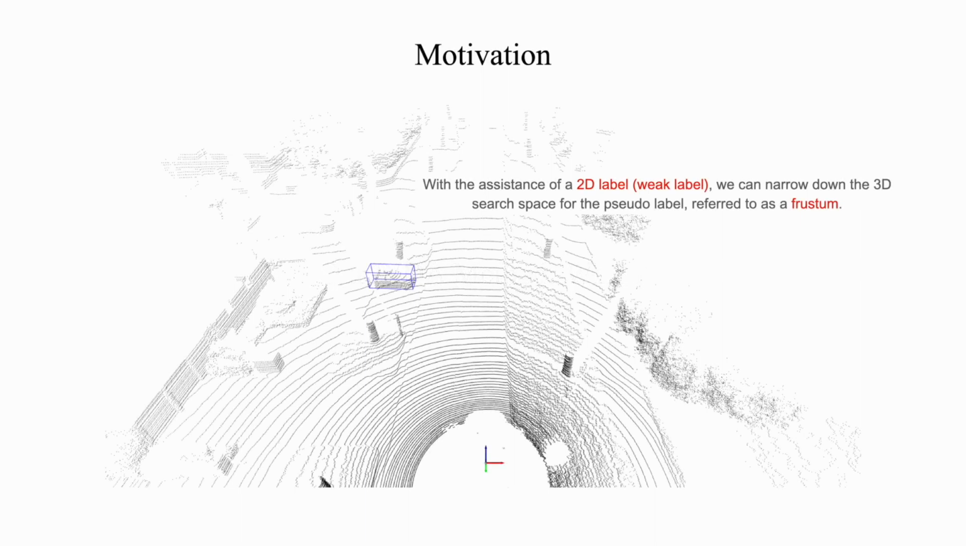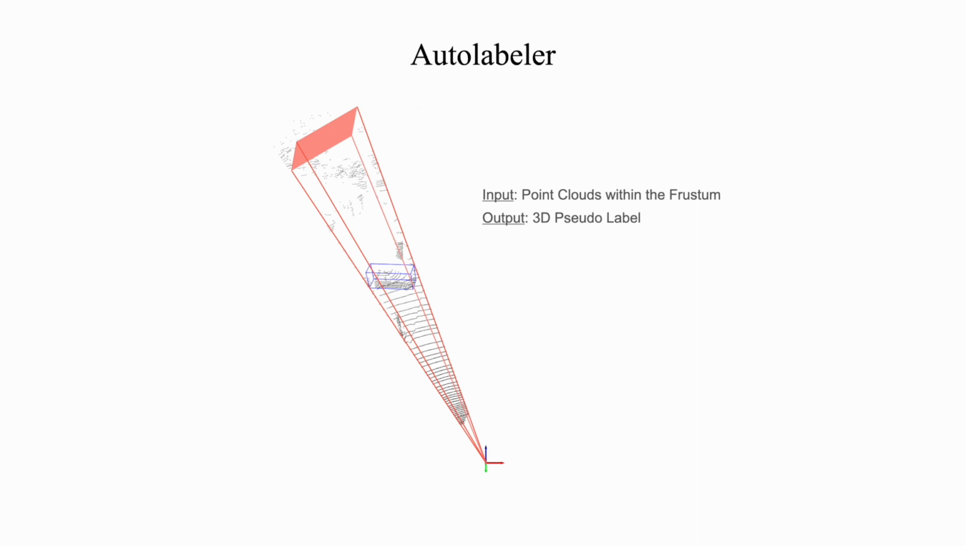Hence, a weakly supervised method aims to enhance the domain adaptation performance in a cost-effective way. Our idea is to leverage cheaper weak labels from the target domain, such as 2D labels. Motivated by the perspective geometry of 2D labels, we can adaptively narrow down the 3D search space for this vehicle, which is referred to as a frustum. Subsequently, we input this frustum into a model called autolabeler to generate a pseudo-label.